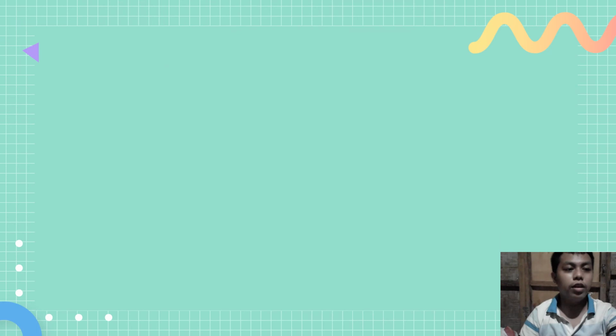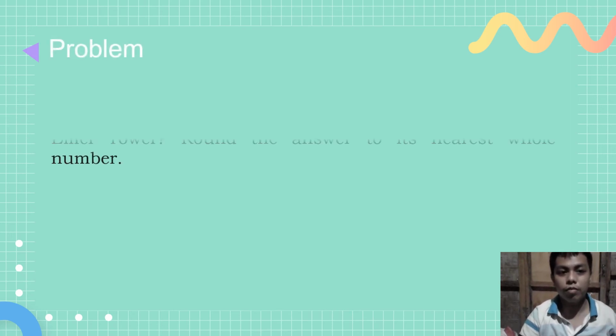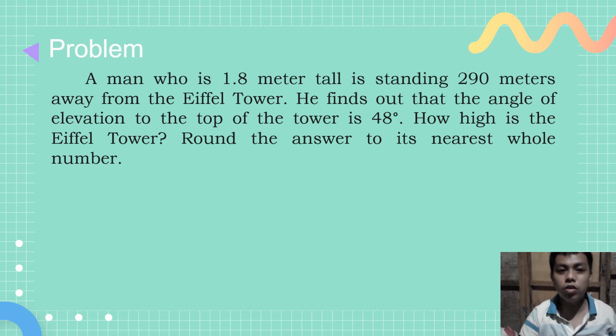To know better the real-life application of the lesson, I will give you an authentic example. You are encouraged to solve first the problem. A man who is 1.8 meters tall is standing 290 meters away from the Eiffel Tower. He finds out that the angle of elevation to the top of the tower is 48 degrees. How high is the Eiffel Tower? Round the answer to its nearest whole number.